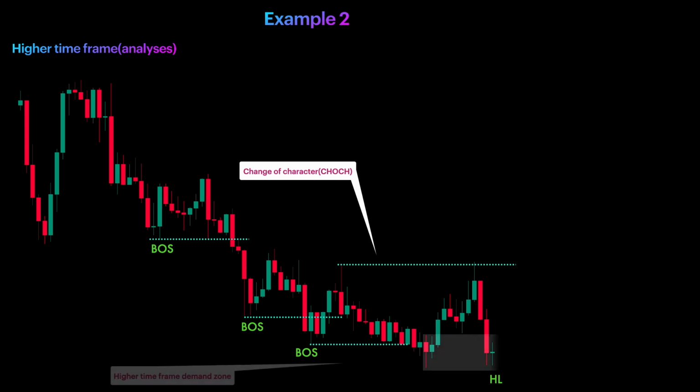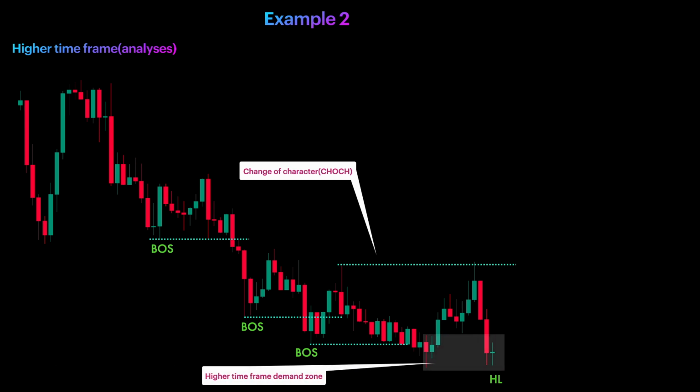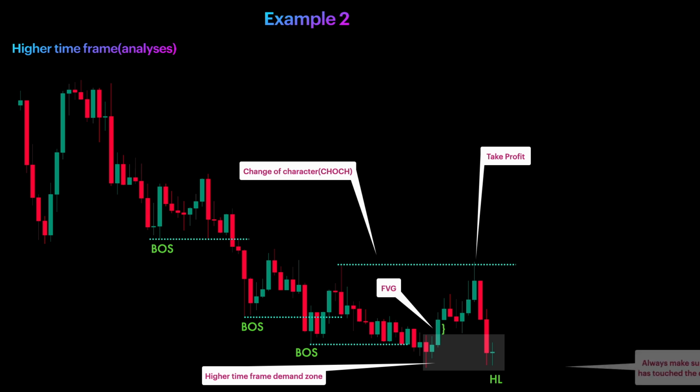Before we move on to the lower time frame, we have to identify the higher time frame demand zone. And you can also see that we used the last bearish candlestick before a series of bullish candlesticks. Another thing to note is that the price has created a fair value gap. And lastly, our take profit level will be on the previous high, that high that created the change of character. And then, before we move on to the lower time frame, we have to make sure that price has already touched the higher time frame demand zone.